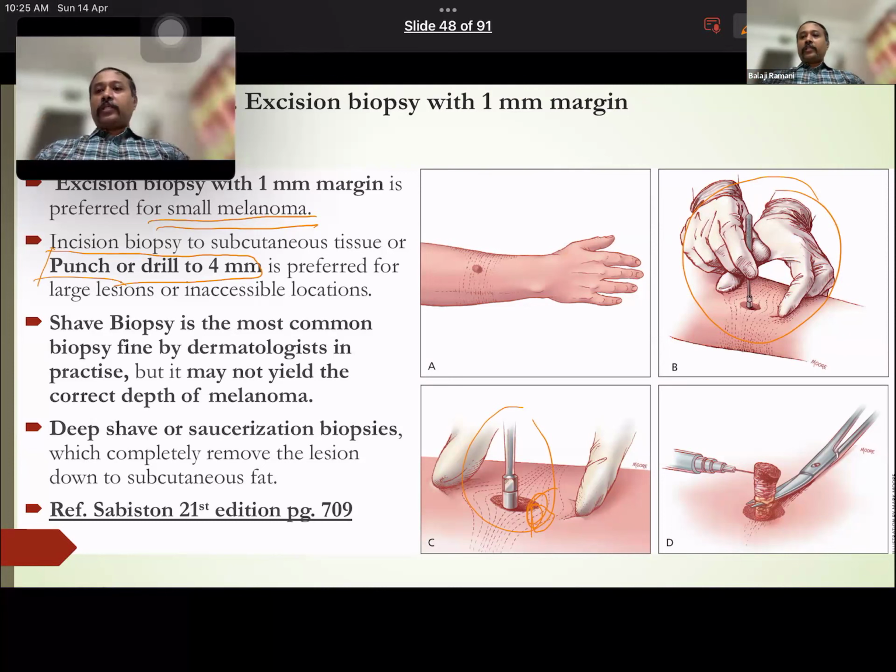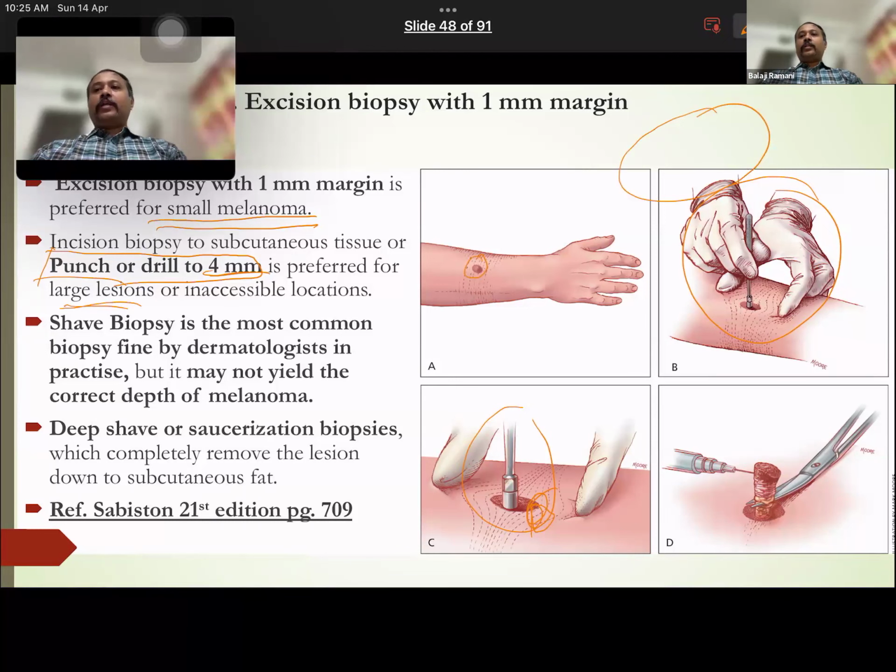So this is your punch. Basically, it will be like a screw kind of thing. You just roll it around, go deeper. Here the depth should be at least 4 millimeter again through the thickest part of the lesion in a large lesion. When you have a very large lesion, for small lesions, actually such a lesion will be excised with a 1 millimeter margin.